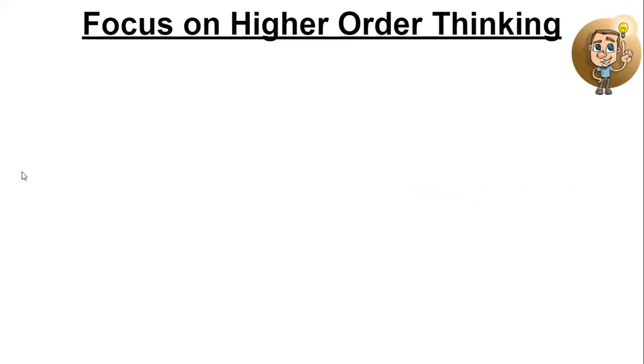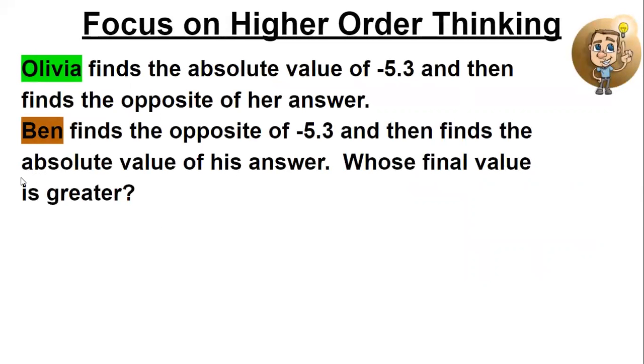Okay, welcome back. Now let's focus on a little bit of higher order thinking. So Olivia finds the absolute value of negative 5.3. She found the absolute value of negative 5.3. We know that's 5.3. And then she found the opposite of her answer. Ben found the opposite of negative 5.3, and then he found the absolute value of his answer. Whose final value is greater? That's going to mess with your mind, isn't it? Why don't you pause the video and see if you can figure it out? Okay, and then we will do it together.